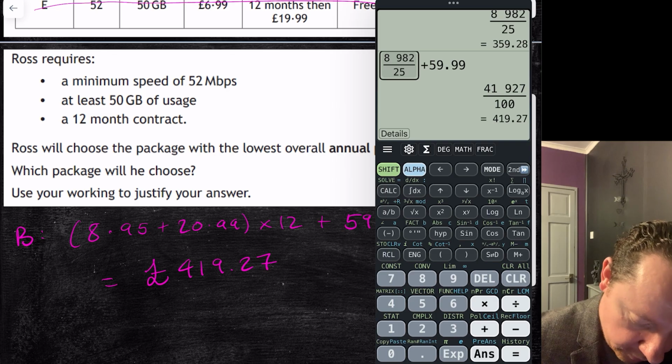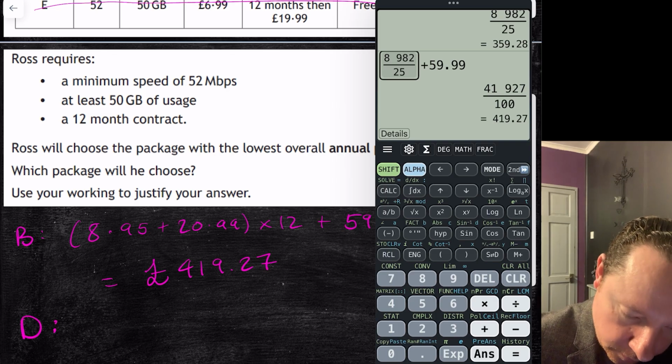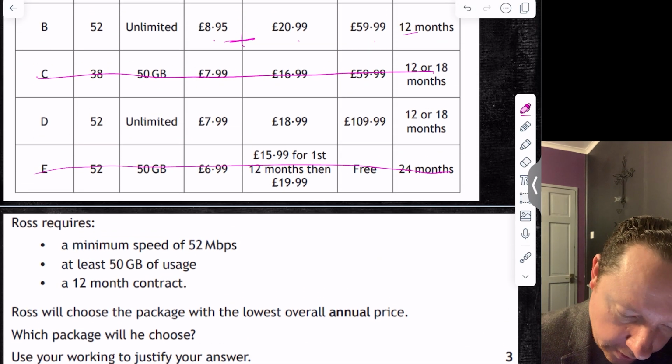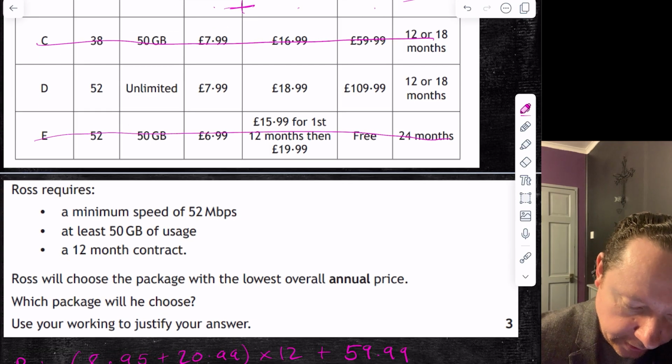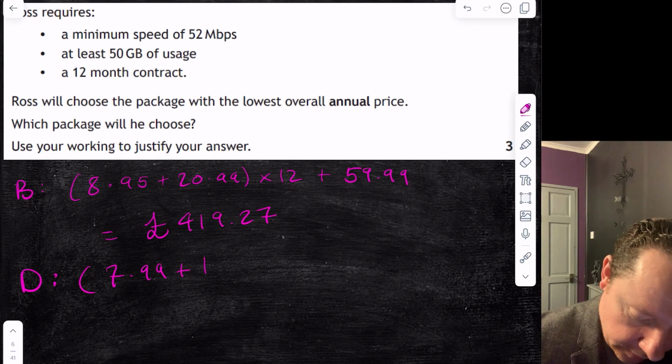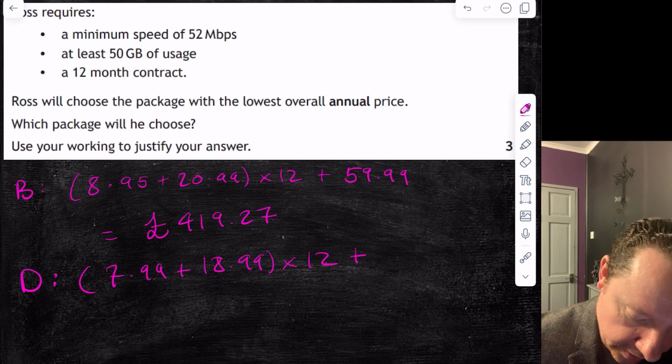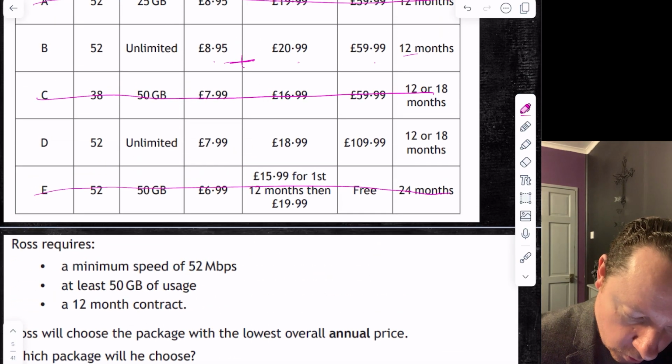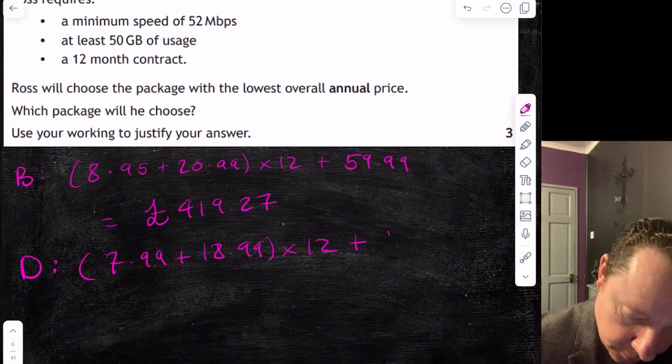And now we'll do the same for D. So D is £7.99 a month and £18.99 a month. So take a note of that. £7.99 plus £18.99. That's still 12 months. But then the initial fee on this one is £109.99. So we need to add that on.